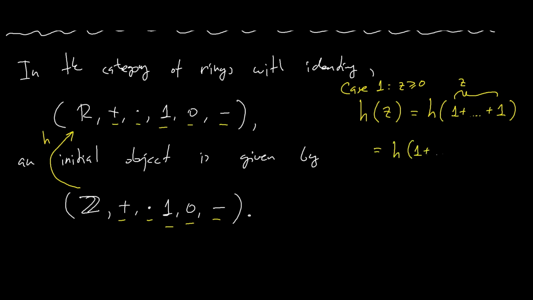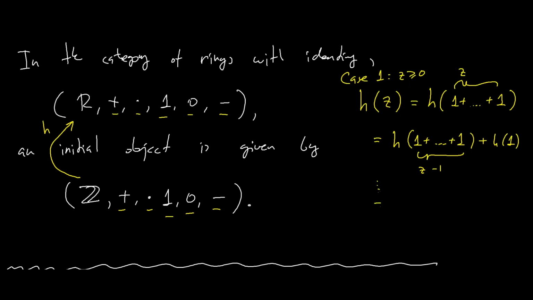Because H preserves addition, this will be the same as H of 1 plus 1, Z minus 1 many times, plus H of 1. And then I can continue doing this, and eventually I will get H of 1 plus H of 1, Z many times. Maybe I'll just write Z like before. But H of 1 is forced to be something as well, right? Maybe I should use primes to represent the structure of the ring R here. So I'll put a prime here and here as well. H of 1 must be 1 prime, right? So we'll get this.